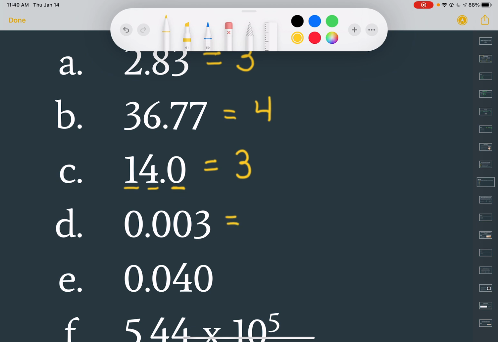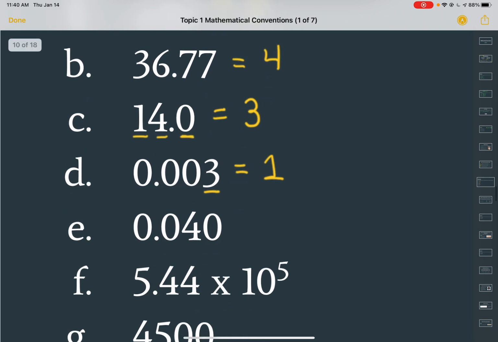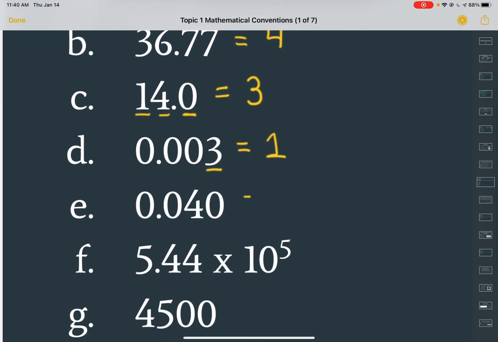Here, on the other hand, we've got 0.003. One of the other rules was that zeros that are just before a number right after a decimal are not significant. So we would only have 1 here. Same with this one, so these two are not significant. 4 is significant, and then because they've put that 0 there, if they did it, it must be significant.